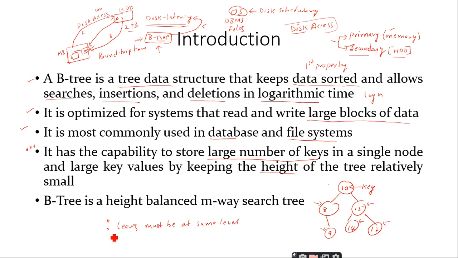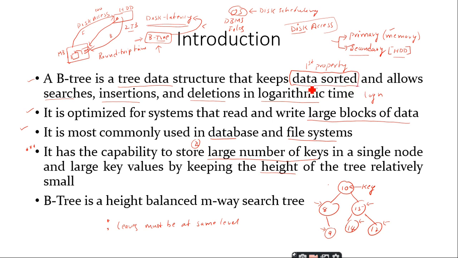So I am saying that one important property of this B tree is you can store more keys inside a node. That is the first property, right? Actually this is the second property, right? What is the first property? The elements present inside the node are in sorted manner.